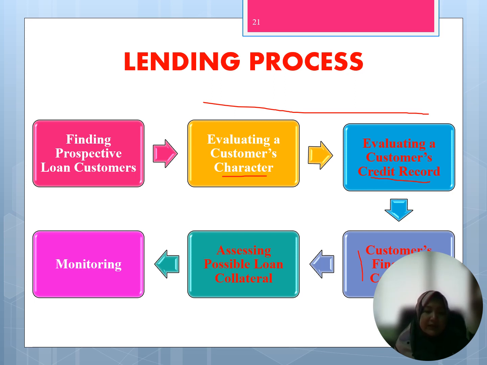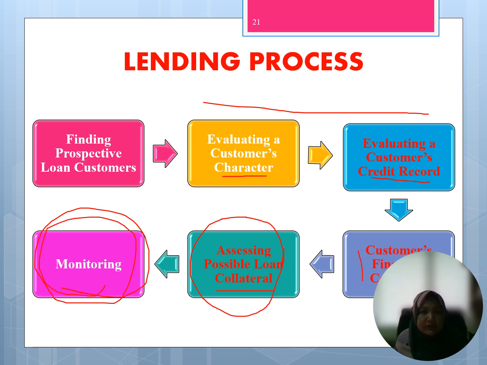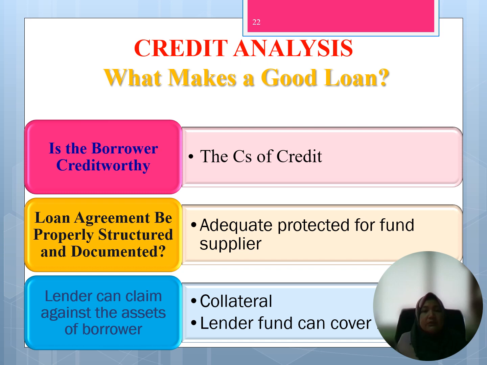Then they will check on the protections, whether the customer provides any extra protection to the bank, such as possible collateral. Sometimes the customer can get a loan easily when they have more collateral, meaning they are willing to pay. Then after that, the bank will do monitoring if they grant the loan. So in doing credit analysis, basically the bank decides to approve or to reject the loan.